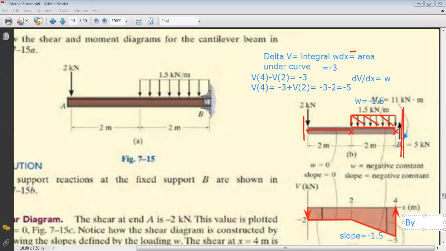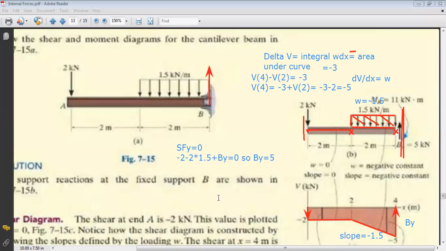To make sure of this, let us calculate By together. If you want to calculate the reaction By, what should we do? We should do sum of forces along Y for the beam equals 0. So for this beam, sum of Y equals 0, what do I get? I have minus 2 minus the area of the distributed load, which is minus 2 times 1.5, plus By equals 0. So By is equal to 5, and I can verify my result.